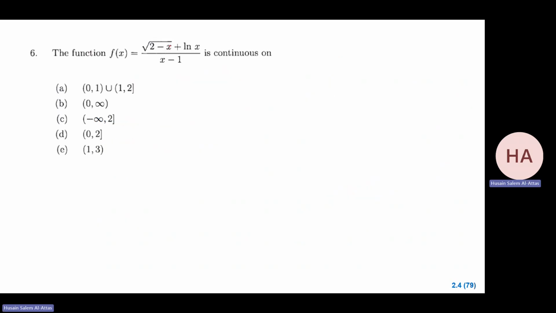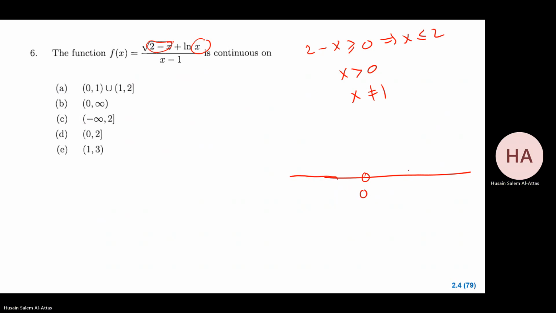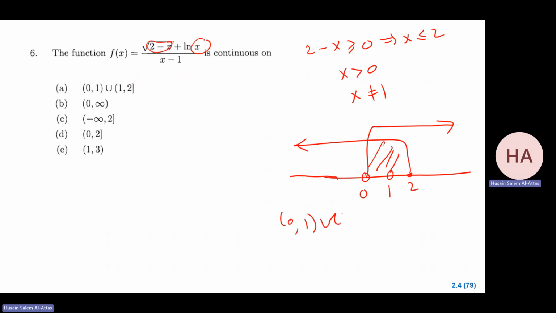Yeah, I need to check this. So I need this to be not equal to 0, I need this to be positive, and I need x not equal to 1. That means x less than or equal to 2. Plug it in. This is 0, this is 2. I want less than or equal to 2 and greater than 0, and x not equal to 1. So I have this interval, from 0 to 1, union 1, but 2 will be closed. So this is the answer.